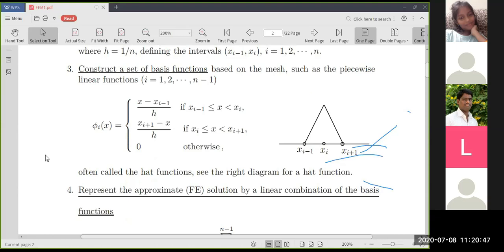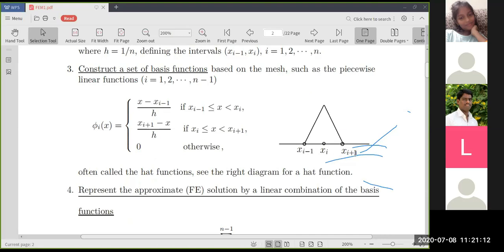Next, what do we do? We construct a set of basis functions. Consider phi of x. Phi of x is a basis function, a piecewise linear function. So what is that? You take the interval xi minus 1 to xi plus 1, just three points, and then in xi minus 1 to xi, I define the function like this.